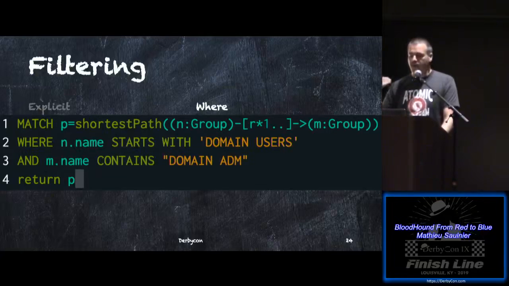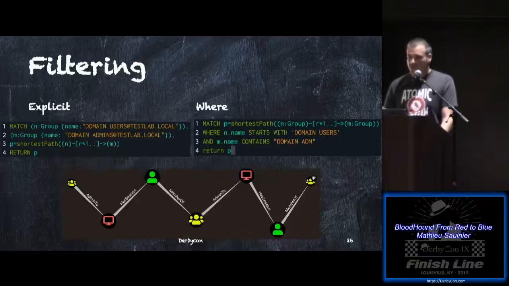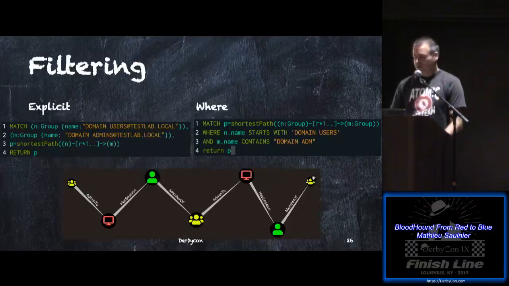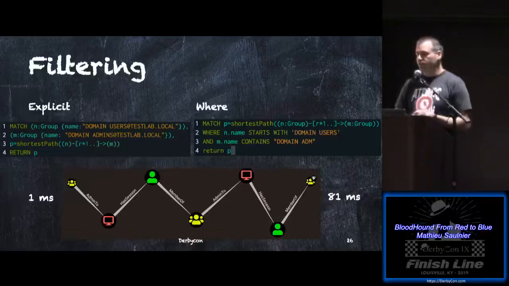We can do that using a WHERE clause, and here is how you do that. shortestPath from n group to m group, where n.name starts with DOMAIN USER and m.name contains DOMAIN ADM. Here are the queries side by side, sorry. When you run those queries, not surprisingly, they give the same result. So you might wonder why use one instead of the other.